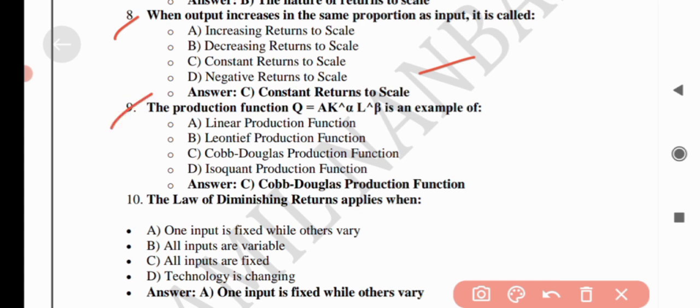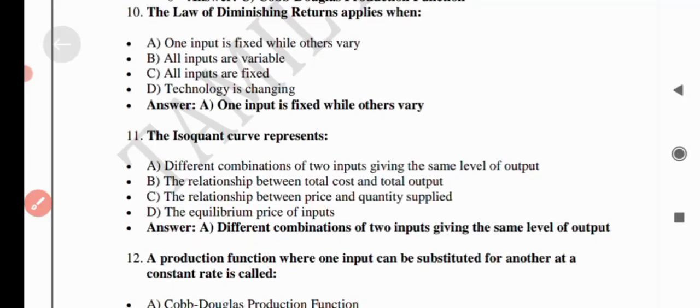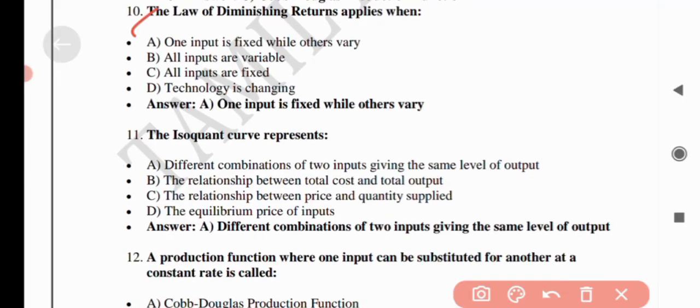The production function Q equals AK^α L^β is an example of Cobb-Douglas production function. The law of diminishing returns applies when one input is fixed while others vary. The isoquant curve represents different combinations of two inputs given the same level of output.